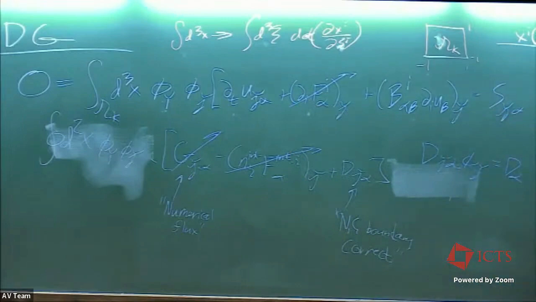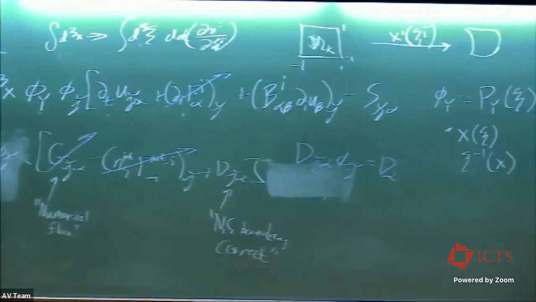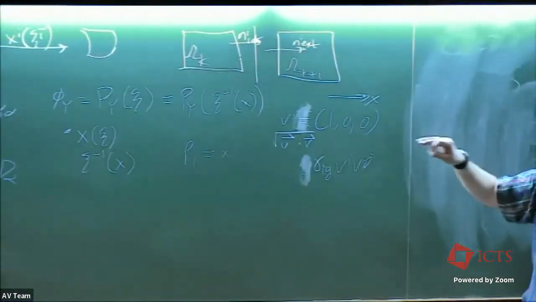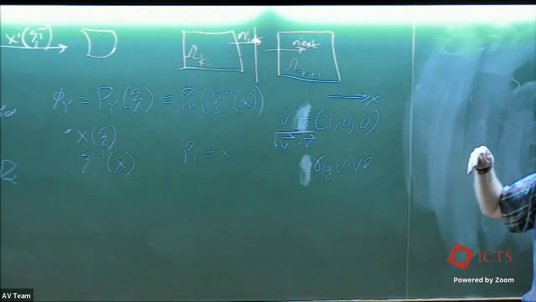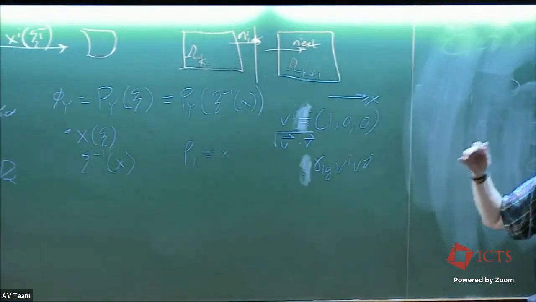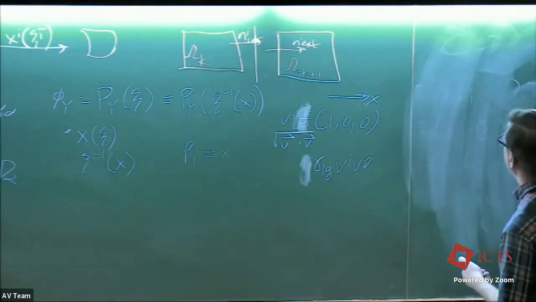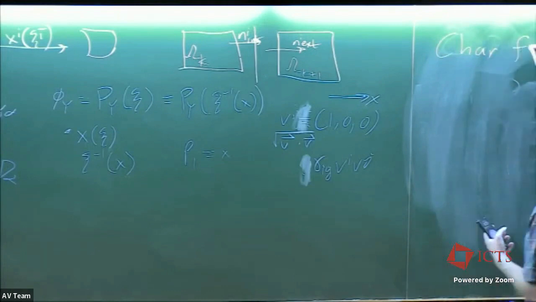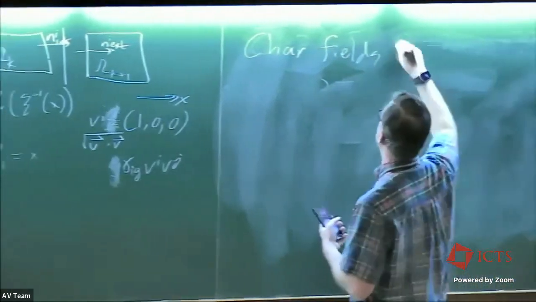So let's talk about what are characteristic fields and characteristic speeds. These things are a combination of the variables we're evolving that describe how information is flowing around. Information in the sense of you need a boundary condition. It tells you when you need boundary conditions. So I'll make that more precise in a little while. So I'm just going to say characteristic fields and speeds.